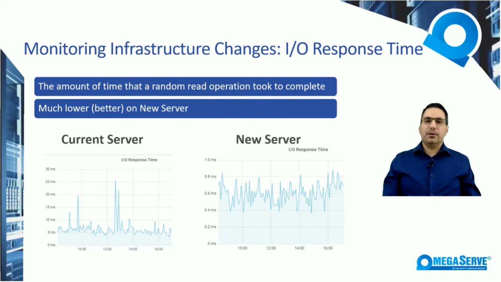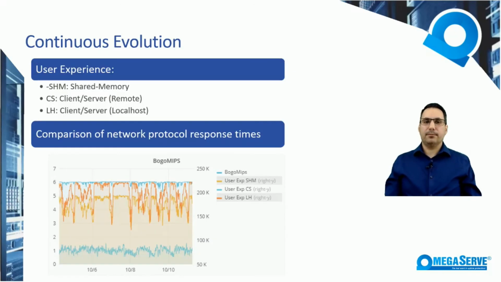We also monitor I/O response time. So you see on the new server, your I/O response time can go from 5-10 milliseconds down to 0.6, 0.4, even 0.1 milliseconds. And these are basically random reads against a database that we monitor over time. We also monitor something we call user experience. We run queries against the schema tables in shared memory. And we also do this against client-server connections. And that will help us pinpoint to see if there's been any changes in the network performance.